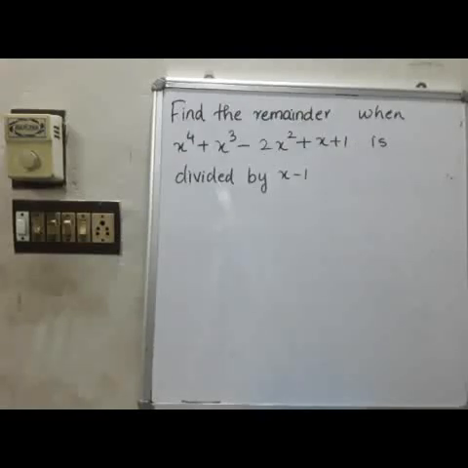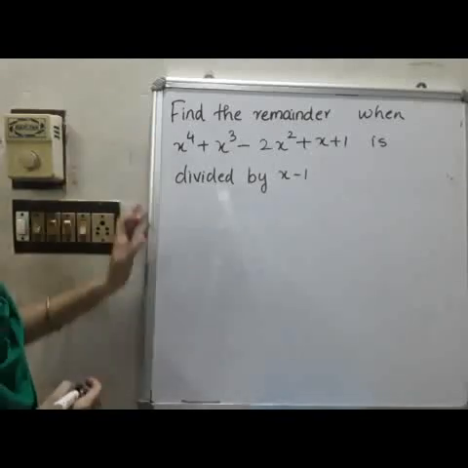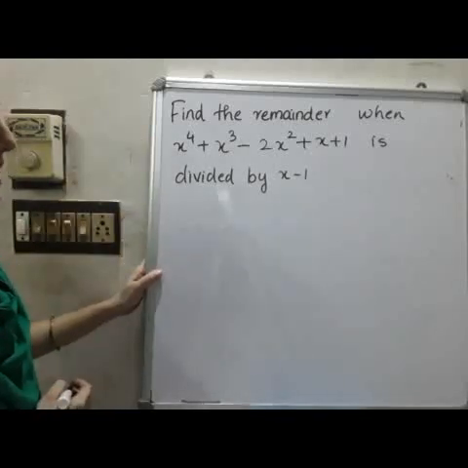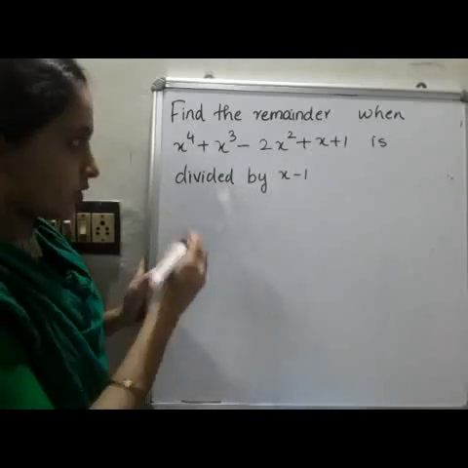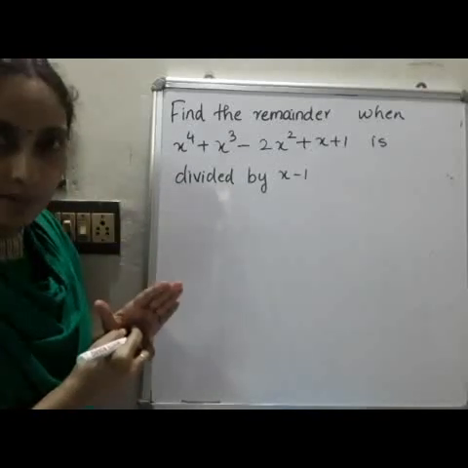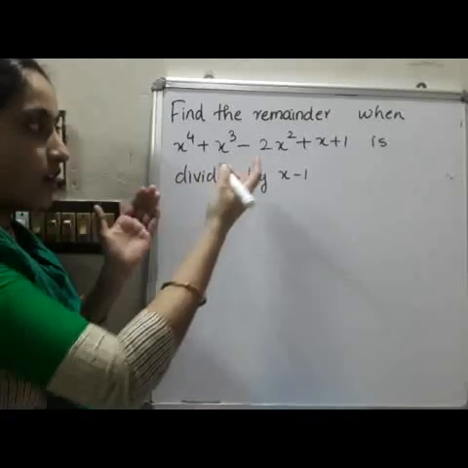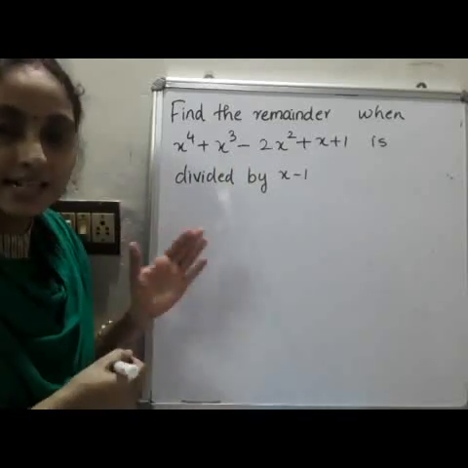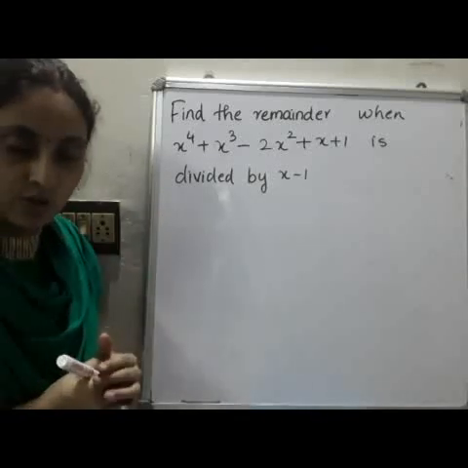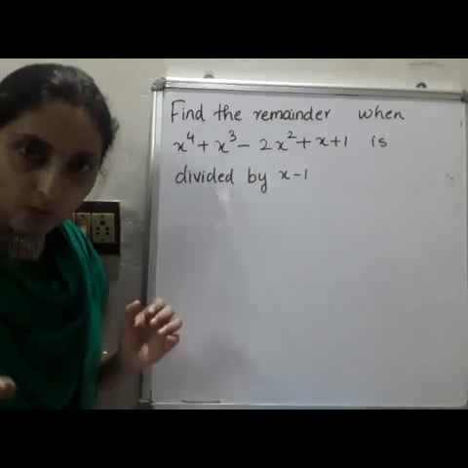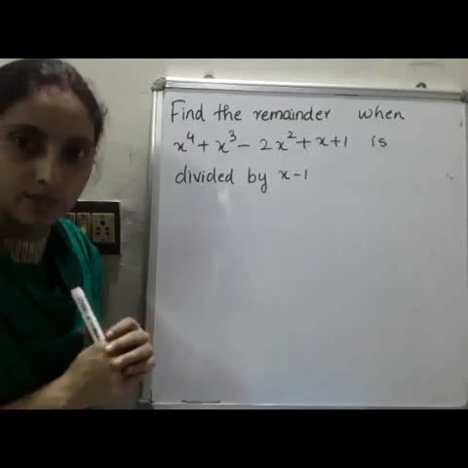The question is, find the remainder when x raised to 4 plus x cube minus 2x square plus x plus 1 is divided by x minus 1. That is our question. So you have to find the remainder. Dividing it directly is a tedious process, because you have to use the long division method.